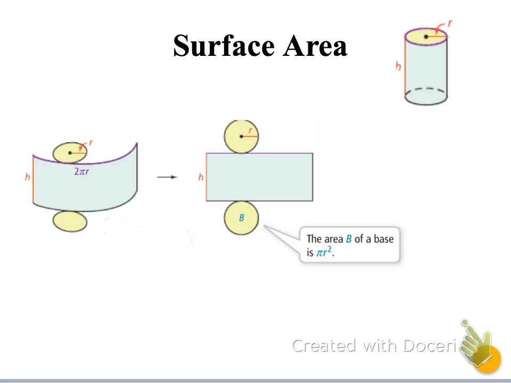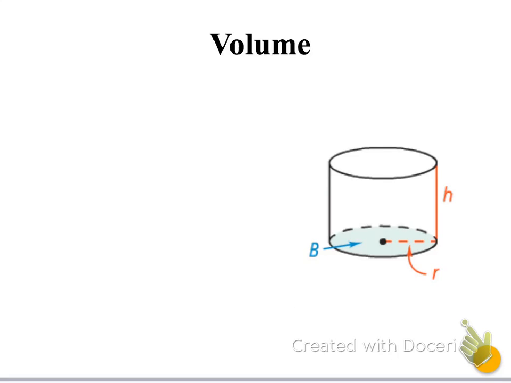Our surface area is the area of all of it plus the area of the bases. So our surface area equation is going to be our lateral area plus 2 pi r squared, because there are two circles, and the area of a circle is pi r squared. Volume is going to be the area of the base times the height, or pi r squared times the height, since the bases are circles.